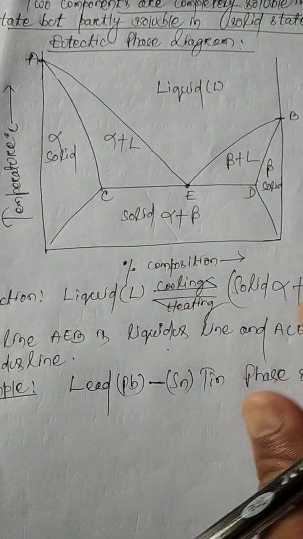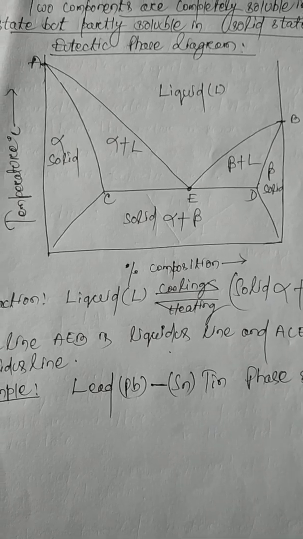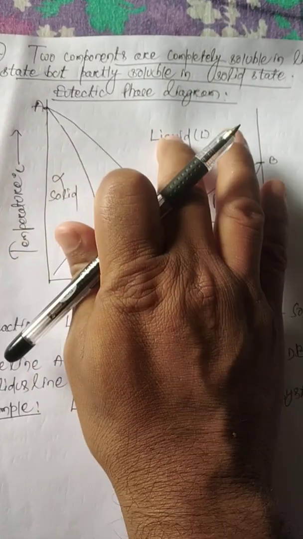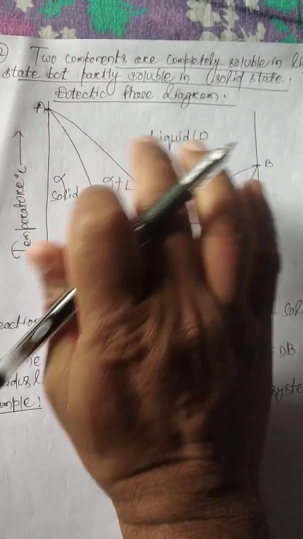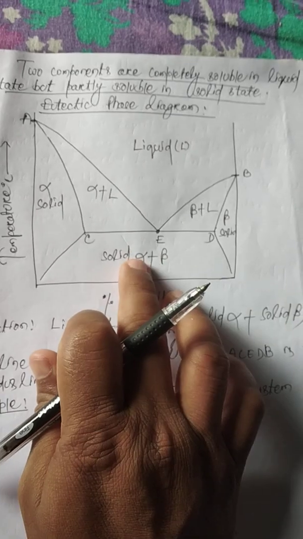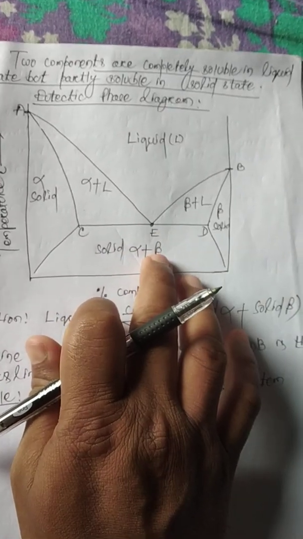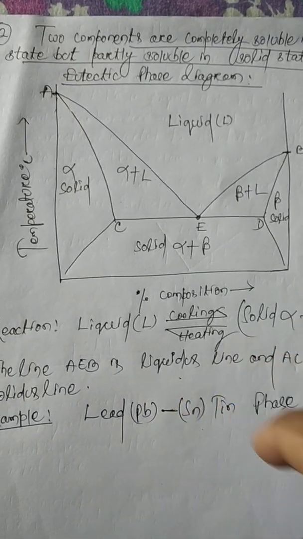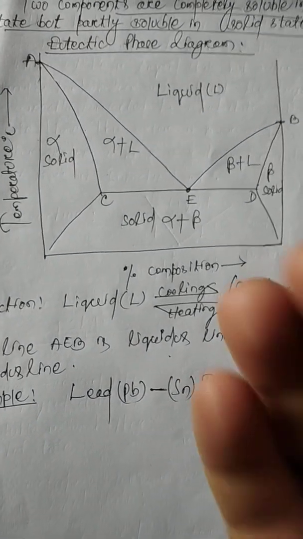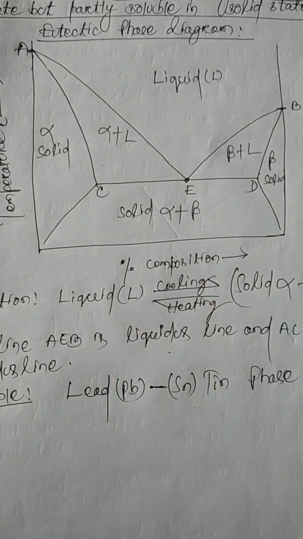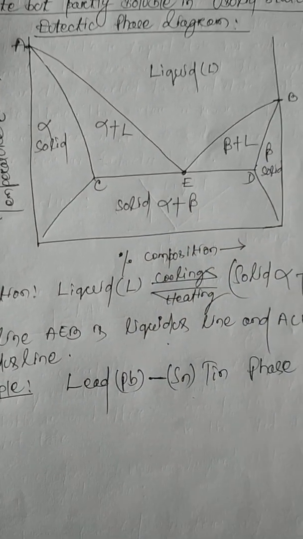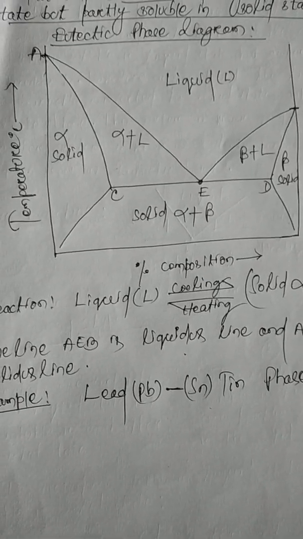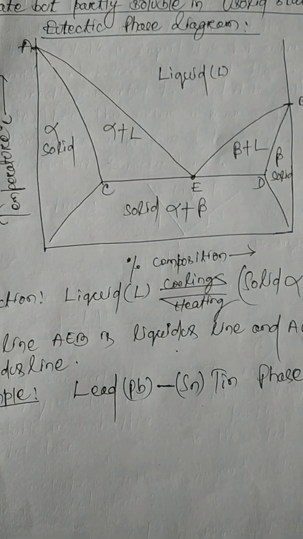In classification 2, as we discussed, the two components are completely soluble in the liquid state but partially soluble in the solid state. What does it mean? We use different alloys as per our requirement. When we take two components and want to make an alloy out of them, we provide heat above the melting temperature of the two components.